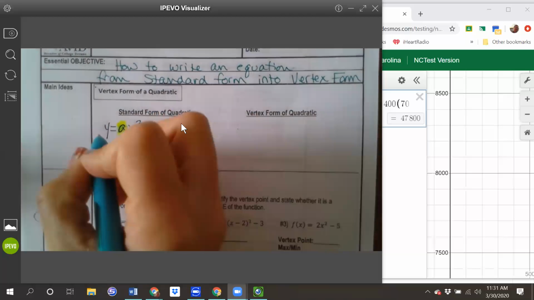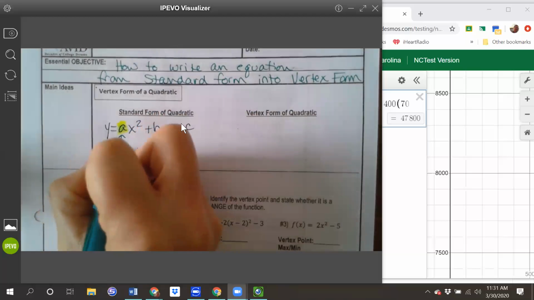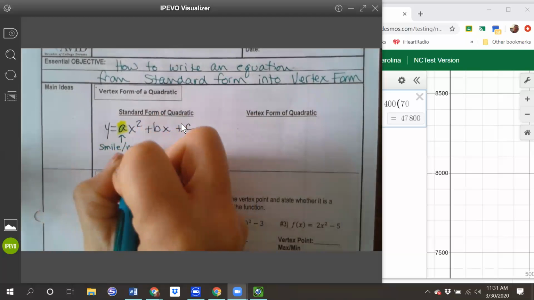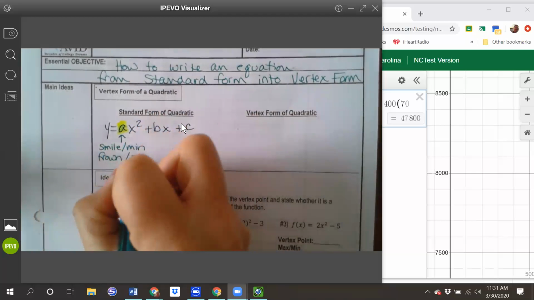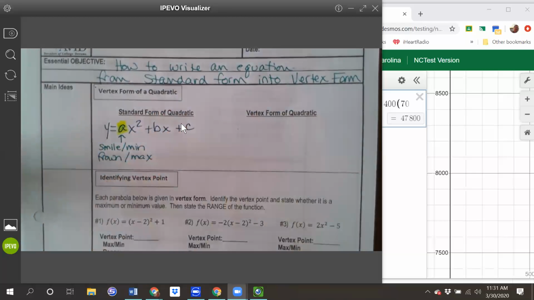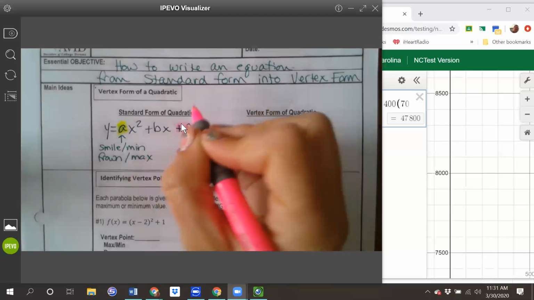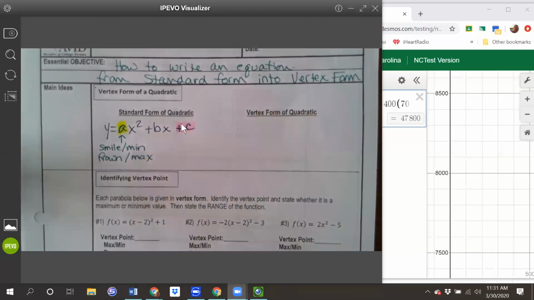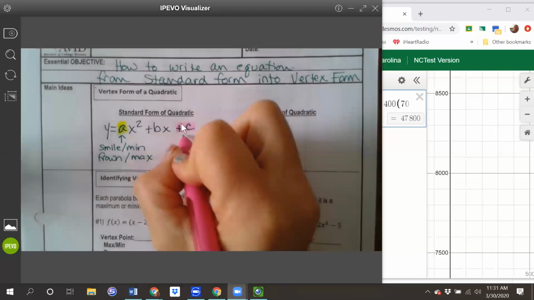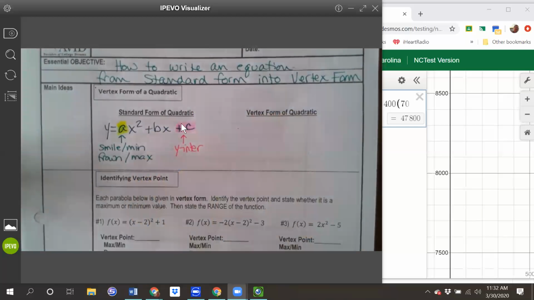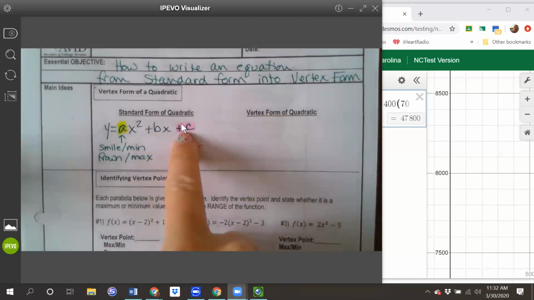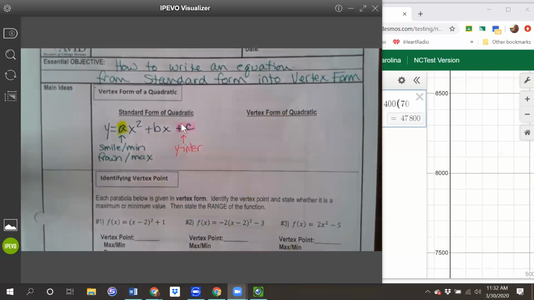a tells us that it's either going to be a smile, which would be a minimum value, or it would be a frown if it's negative, which would give us a maximum value. So that's important stuff. And then our constant is the y-intercept. So I don't have to graph it to know where it's going to cross the y-axis. I can tell based on my constant value.